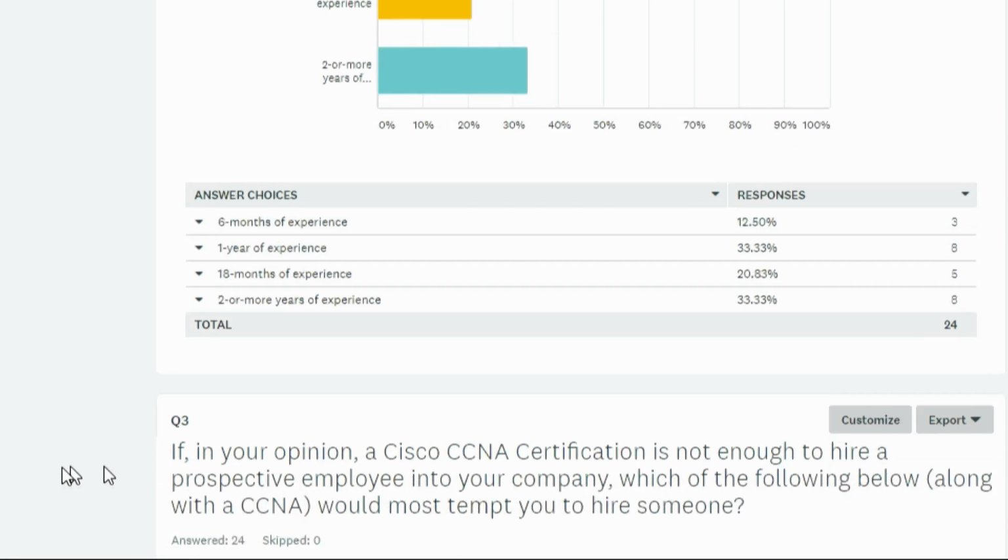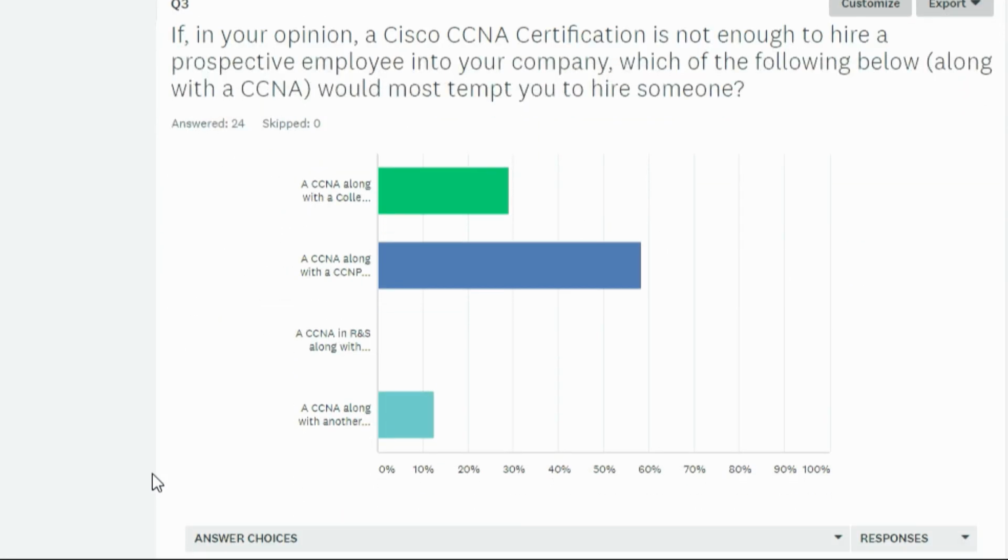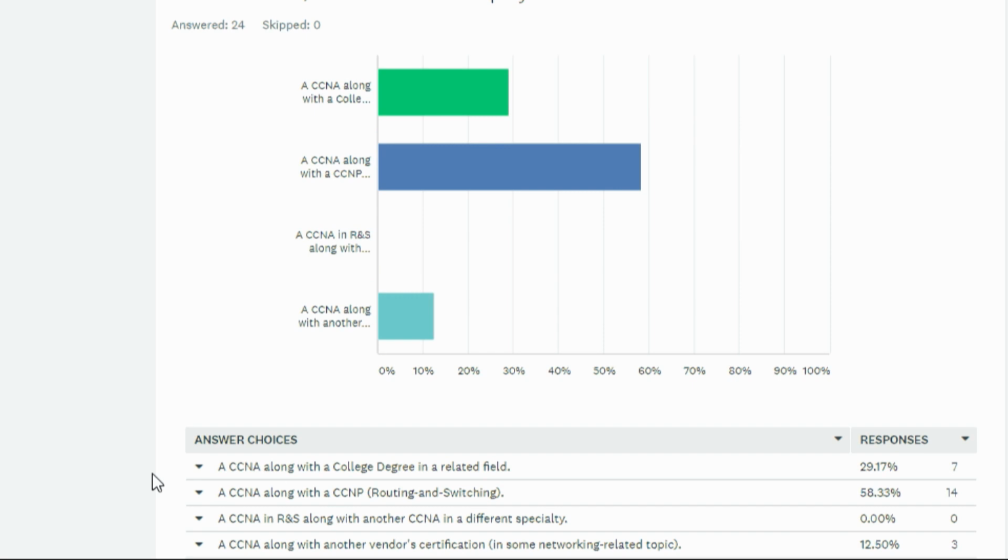And my third question: if in your opinion a Cisco CCNA certification is not enough to hire a prospective employee into your company, which of the following, along with a CCNA, would most tempt you to hire someone? And you can see the results here. Over half the people said that they would want someone to have a CCNA as well as a CCNP in routing and switching. That was by far the most popular answer.